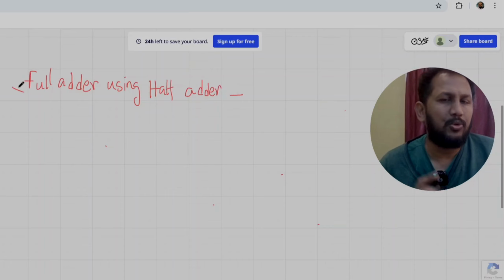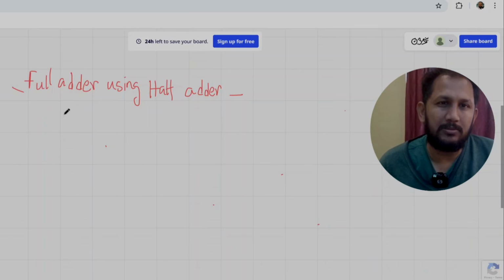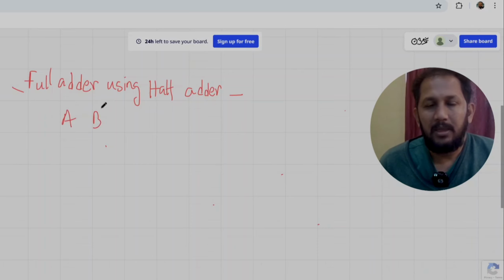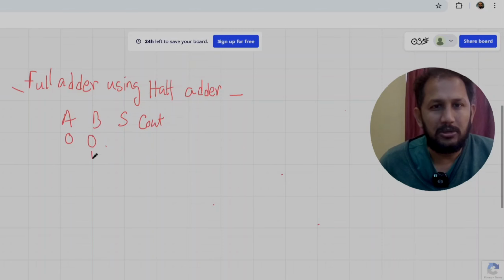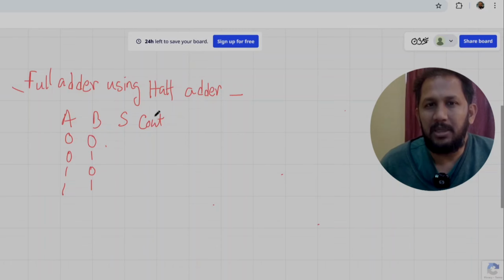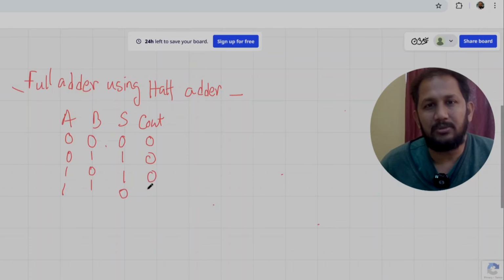A half adder is used to add two single bit binary numbers, and the truth table has two inputs, A and B, and two outputs, sum and carry out. Two inputs mean there will be four combinations: 00, 01, 10, 11. For A and B, 0 plus 0: sum is 0, carry is 0. 0 plus 1: sum is 1, carry 0. 1 plus 0: sum is 1, carry 0. 1 plus 1: sum is 0, carry is 1. So this is the truth table for the half adder.